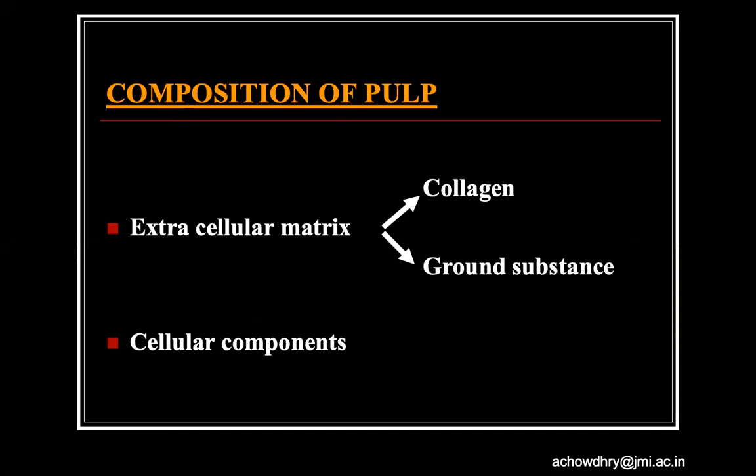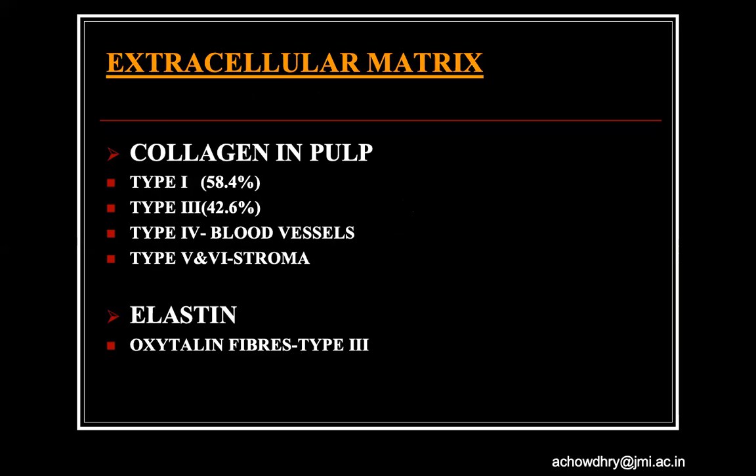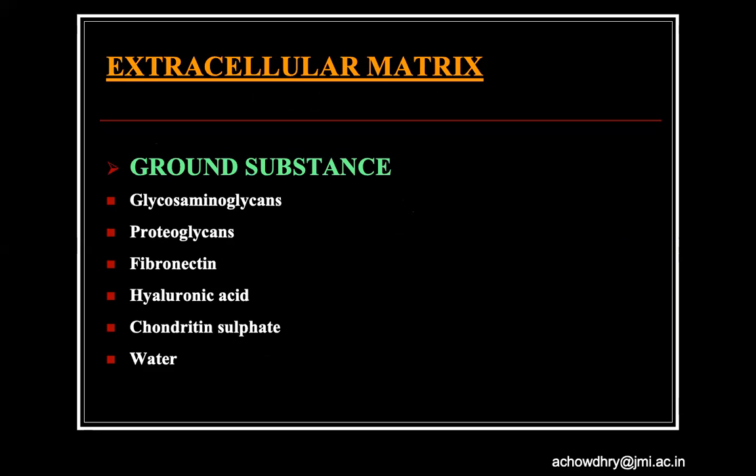Talking about composition of pulp. Composition of pulp will be extracellular matrix, collagen matrix, ground matrix, and cellular components. Keeping in mind just this classification of composition, we are going to discuss further. Extracellular matrix contains collagen and elastin. Then there is ground substance. Ground substance has glycosaminoglycans, proteoglycans, fibronectin, hyaluronic acid, chondroitin sulfate, and water.